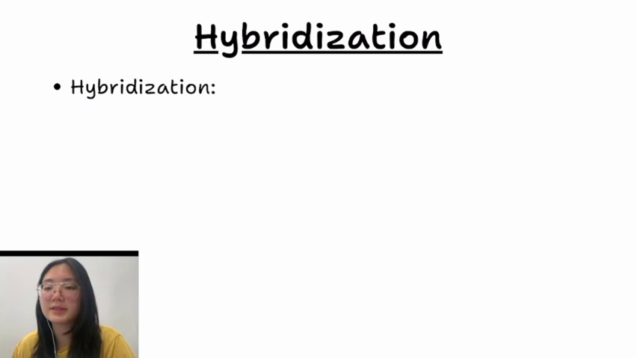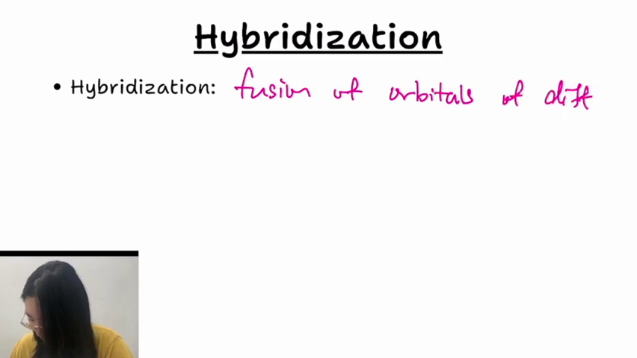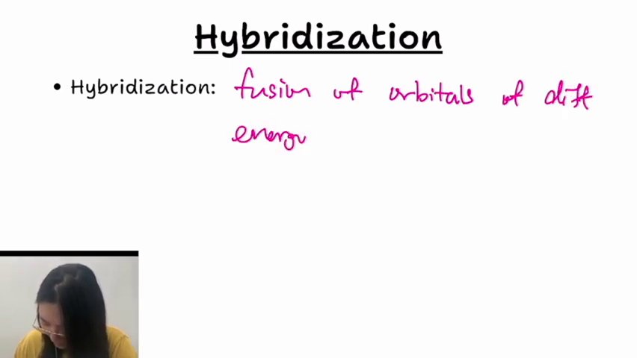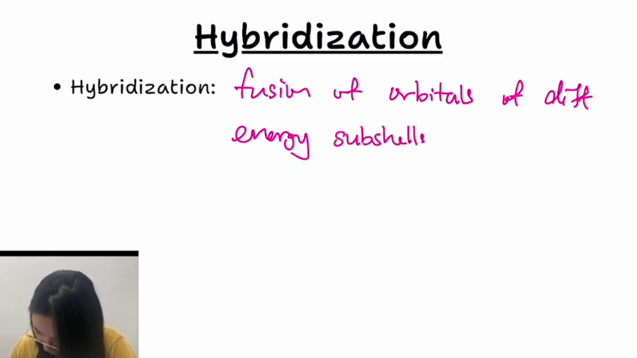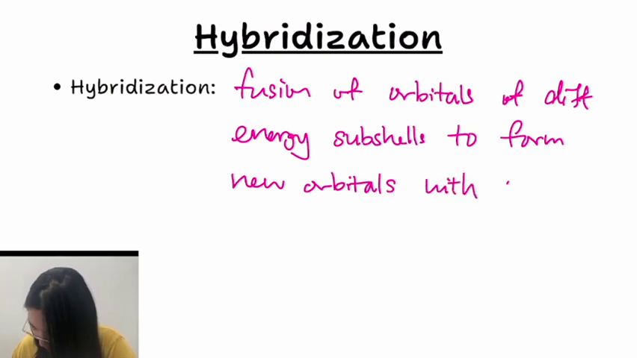Okay, so what is hybridization? Hybridization is the mixture or fusion of orbitals of different energy subshells to form new orbitals with the same energy level.